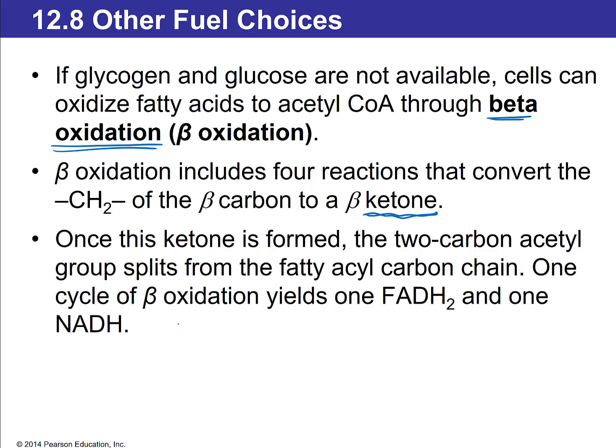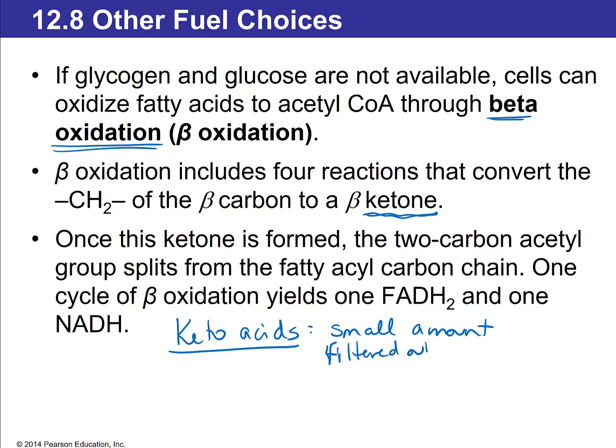So one of the byproducts are keto acids. Keto acids are formed in the utilization of fats for energy. Normally, small amounts can get filtered out by the kidneys. But this is one of the reasons that people that are on the keto diets, they tell them to make sure that they drink large amounts of water.